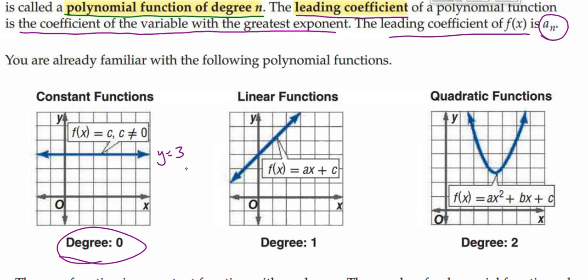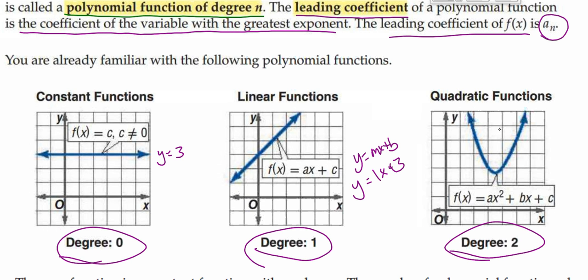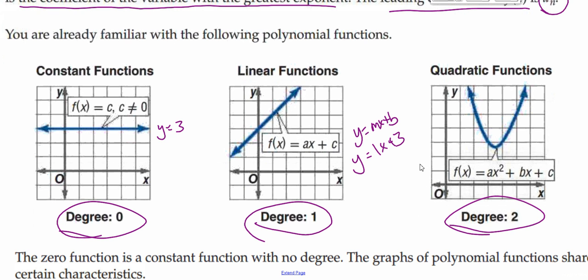A linear function, y equals ax plus c; we might be more familiar with y equals mx plus b. On this one, it looks like the intercept is 3 and the slope is 1, so it's y equals 1x plus 3. The degree is 1, it's x to the first power. This is a parabola: y equals ax squared plus bx plus c, and that's degree 2. We want to be able to give the degree and the leading coefficient. The 0 function is a constant function with no degree.